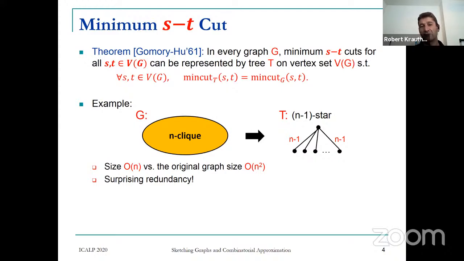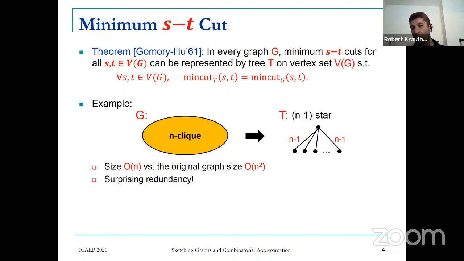You have a clique with unit weights. If the graph G is a clique with unit weights, any two vertices can be separated by a cut of capacity N minus one, because you just take one of these vertices and disconnect it by deleting all the incident edges. So its degree is N minus one. That's the minimum cut actually. And you can use a tree, which is actually a star with N minus one leaves and edge weights N minus one on every edge.